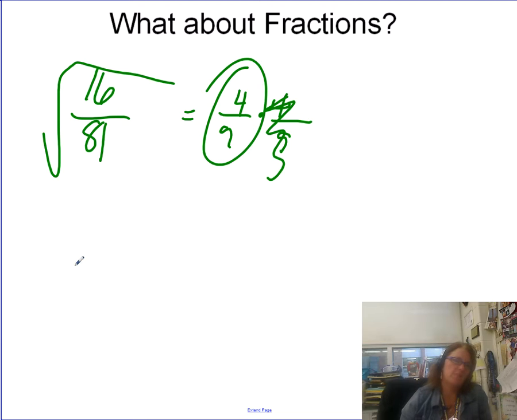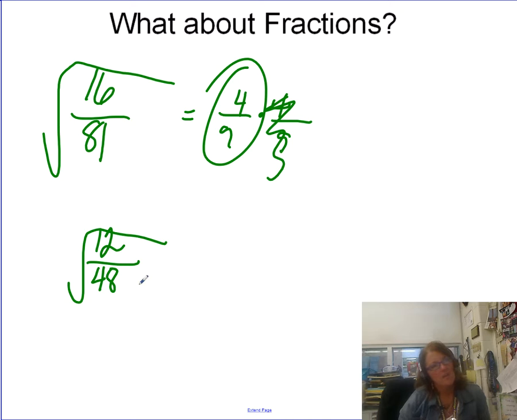What if I have something that doesn't work out really well, though? Like, what if I had something like 12/48 or something like that, and I wanted you to take the square root of that? Because then you're thinking, well, it's 12. Geez, that's not a perfect square. That's kind of hard to do. It's between 3 and 4, but I don't know what it's going to look like.